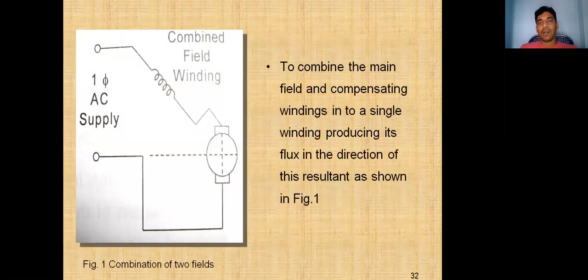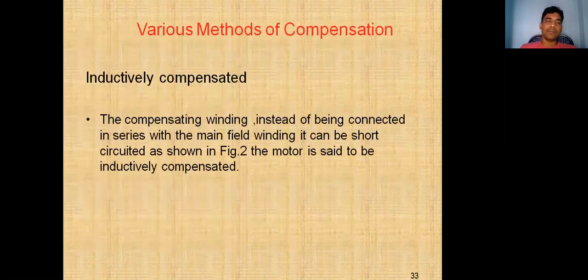Combine the main field and compensating winding into a single winding producing its flux in the direction of this resultant, as shown in the figure. Inductively compensated method.